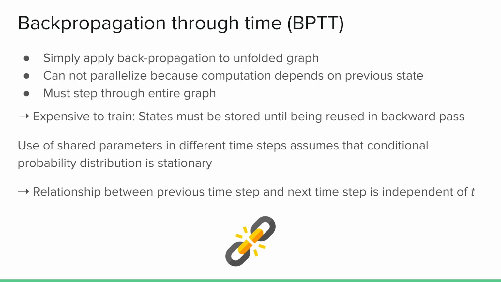So when we use the shared parameters in different time steps, we have one assumption here, namely that the conditional probability distribution is stationary. So what does that mean? It means that we do not care where a certain sequence appears, as I just said, but the sequence is relevant that we see. So the relationship between the previous time step and the next time step is independent of the position t in our sequence.